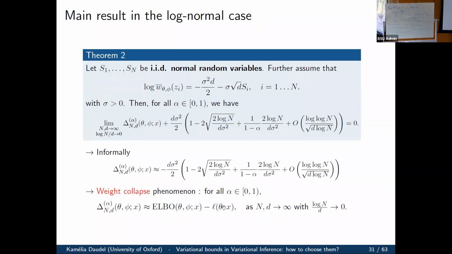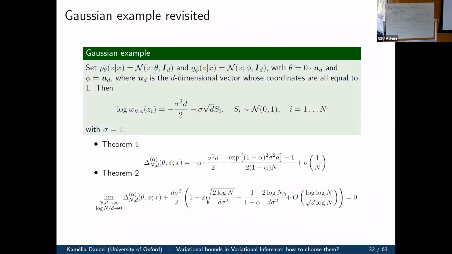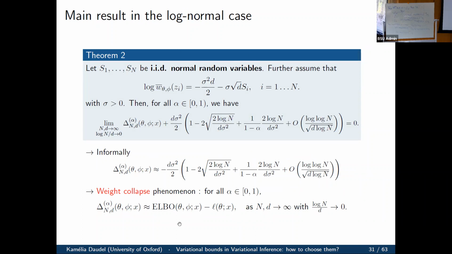Does it make sense for everybody? And it doesn't, at least under our conditions, unless log n divided by d goes to 0. So this means that if you want to mitigate this effect in the log normal case, you need to take n that is exponential in d, which is a crazy budget that you definitely don't want to use. All right, so that's the sad news about the log normal case.